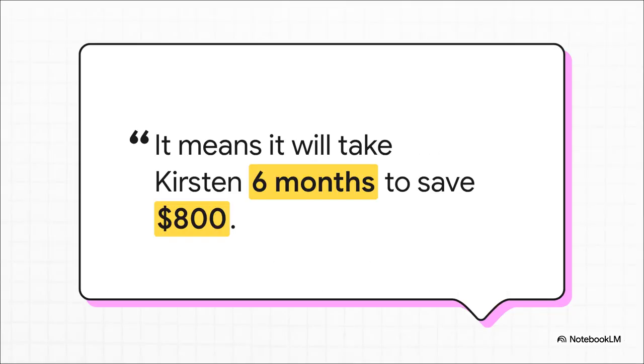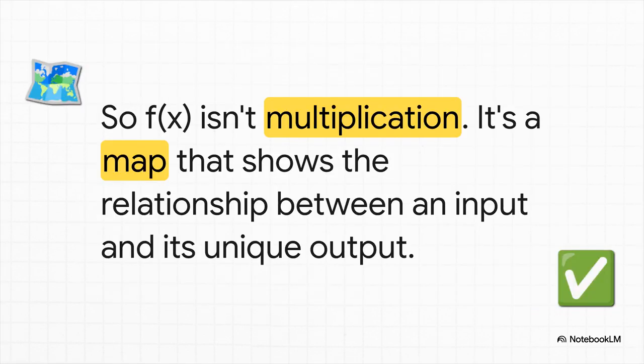The math gives us the number 6. But what does that 6 actually mean in our story? 6 what? It means the input is 6 months, and for that input, the output of the savings function is $800. The notation lets us clearly connect the numbers right back to their real-world meaning. So, to sum it all up, f of x isn't just some weird math symbol. It's a powerful tool. It's a label for a specific rule, and it's a map that clearly shows you the relationship between an input and its single, unique output.